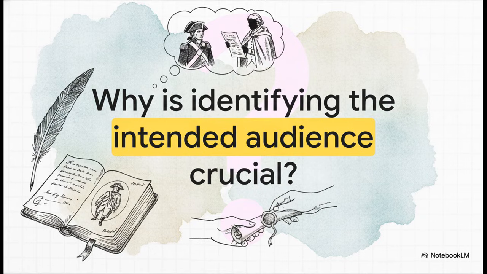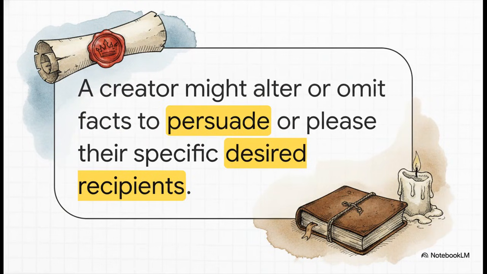Okay, second check. Let's look at sourcing. Why is identifying the intended audience of a primary document crucial for identifying its limitations? Consider how the person reading a document might influence what the author decides to write down in the very first place. It basically comes down to human nature.